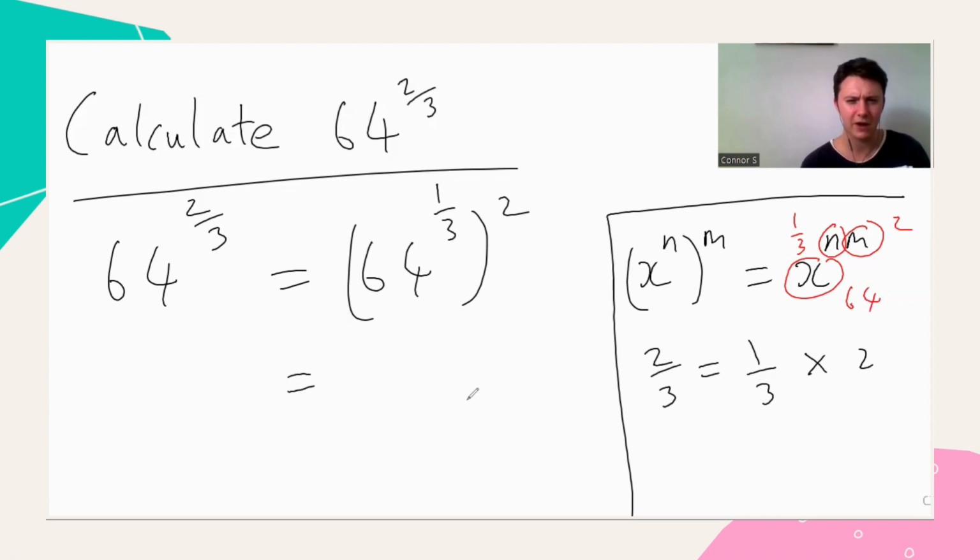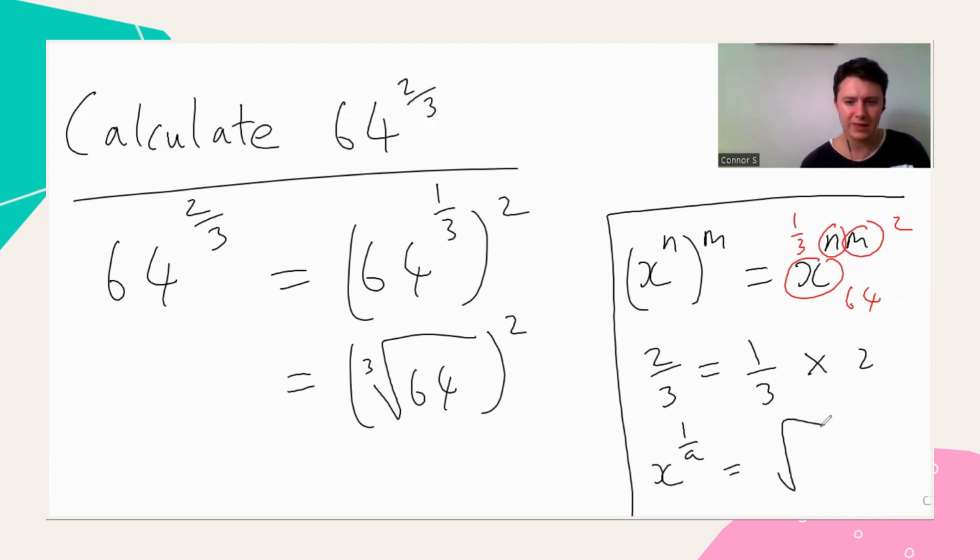We've got 64 to the power of 1 over 3. Now, hopefully you remember that that is the same as the cube root of 64. Let's just remind ourselves that if you have a number, let's call it x, to the power of 1 over a, actually, I'm going to call it a different letter, let's just call it a. Then that's going to be the ath root of x. Okay, so that's another rule of indices that we need to know.